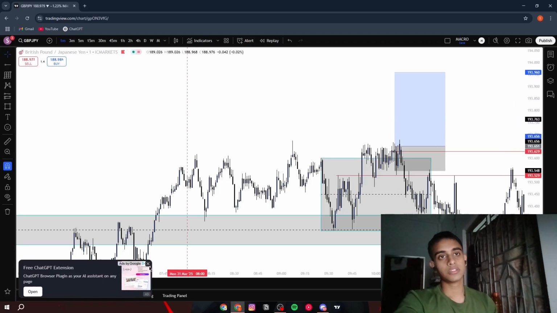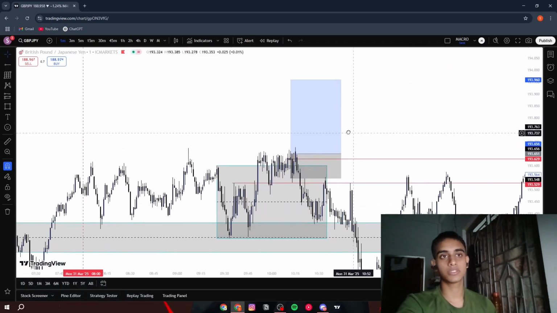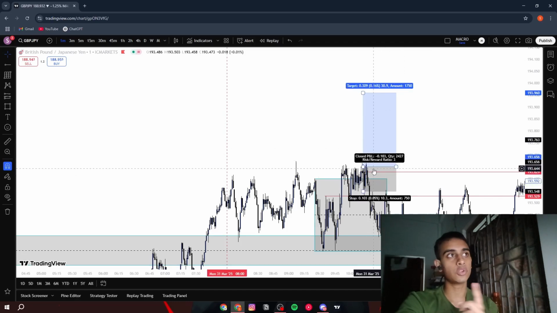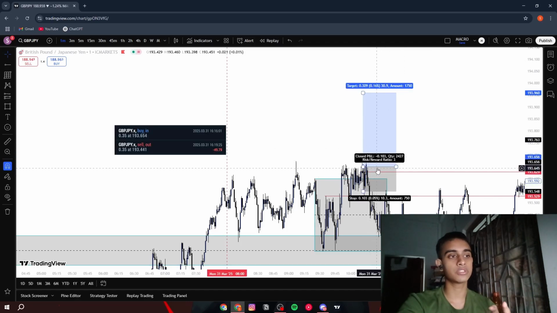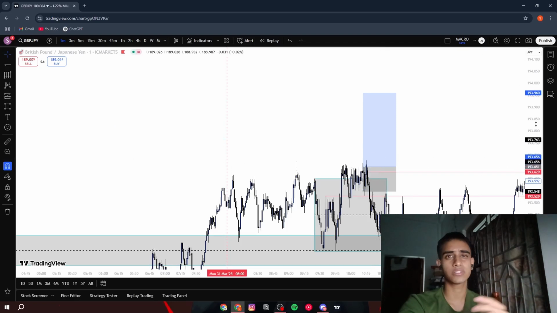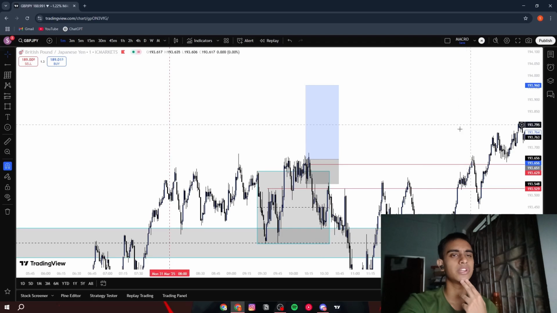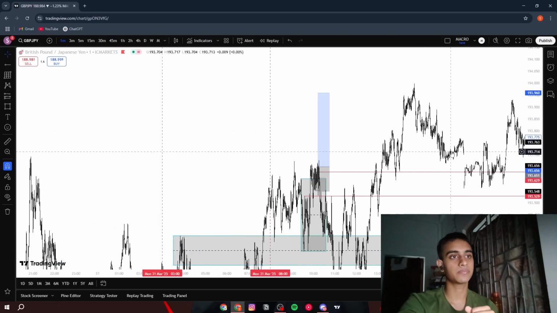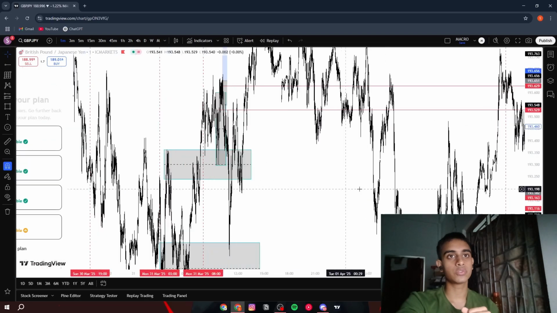So these are the two trades that I took. I de-risked in this trade right here. I only risked around 50%, which is $49 something. So I only lost $49 in this trade. So yeah, these are the two trades that I took.